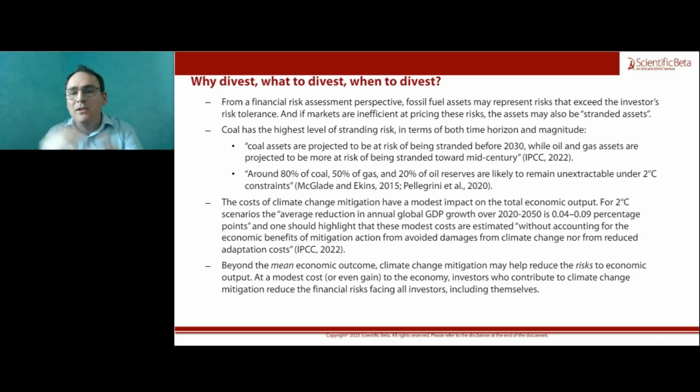And this is the mean risk or the mean cost. But in some circumstances, for example, if we let the warming run wild by above 3 degrees, the whole economic output would be hurt. So the whole basis on which investors are able to pay their liabilities could be wiped out in some of the worst scenarios. So if you want to avoid the worst case scenarios, it's a small cost to pay 4 to 9 basis points per annum to avoid such extreme risks.